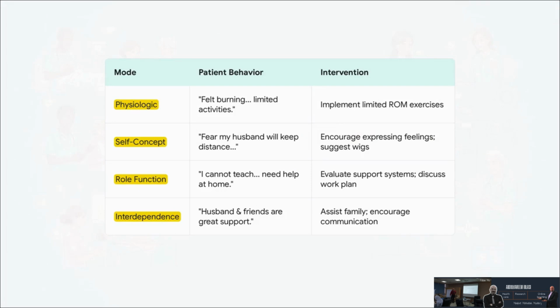Now just look at how powerful this is. The nurse doesn't just focus on the surgical site. In the physiologic mode, yes, she addresses the arm pain with an exercise plan, but then she moves to self-concept and addresses the patient's fear about hair loss. Then to role function, helping her figure out work and home life. And finally to interdependence, by supporting her and her family's relationships. See? It's a complete person-centered plan of care, not just a symptom-centered one.